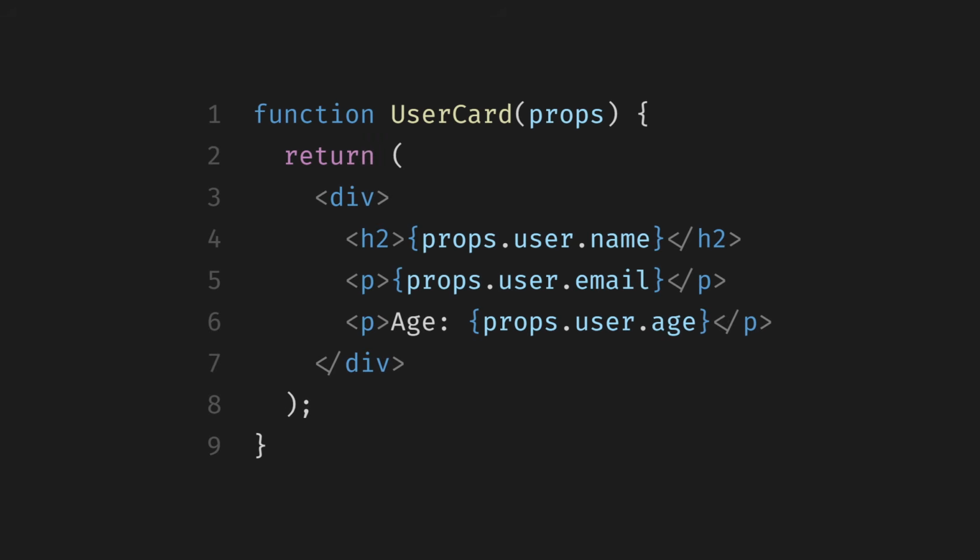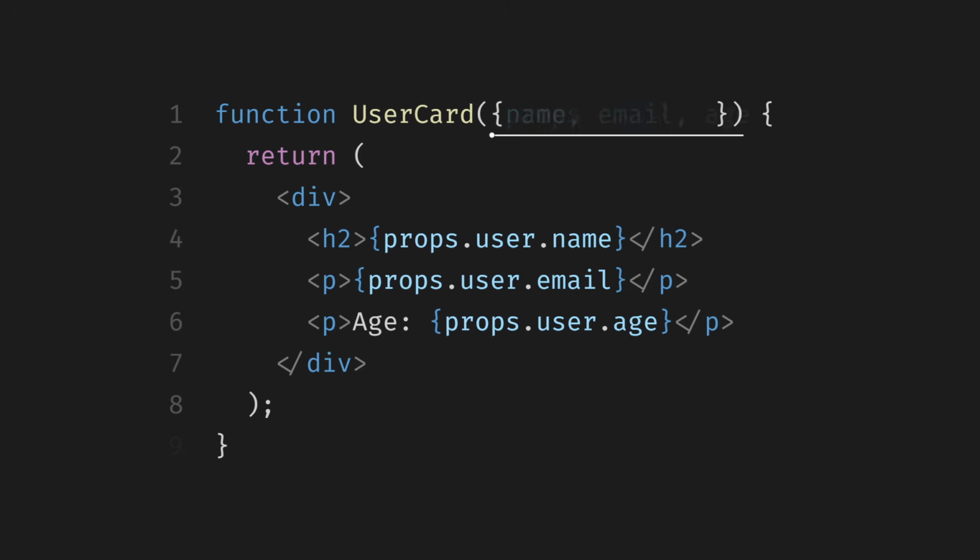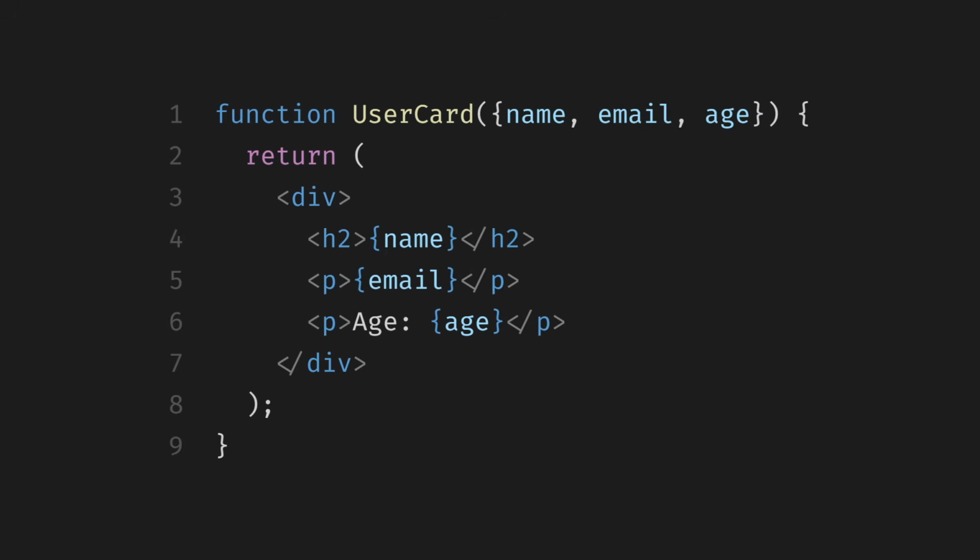To use destructuring, we just wrap our props argument with curly braces. And then let's define the prop items directly inside the function like this. Now we're pulling out name, email, and age directly. No need to repeat props everywhere. This way our code looks cleaner and feels easier to read.